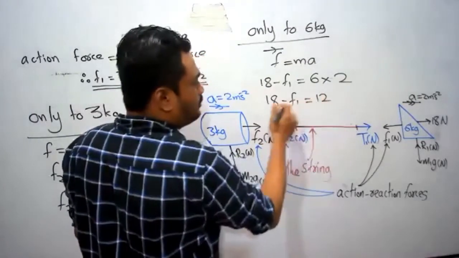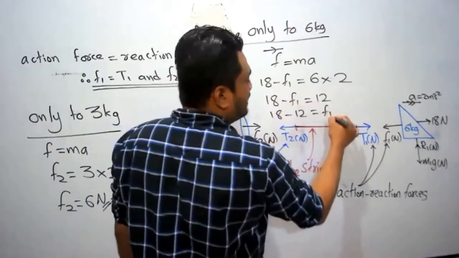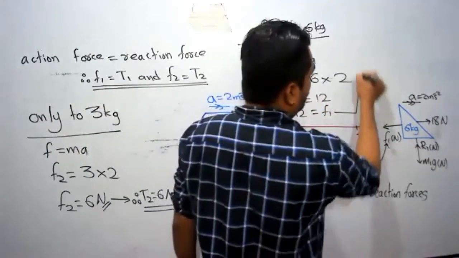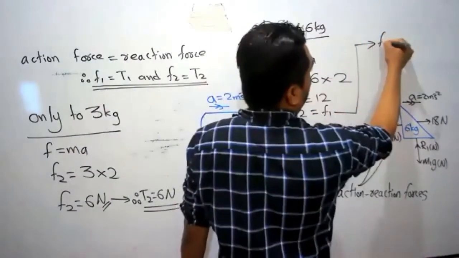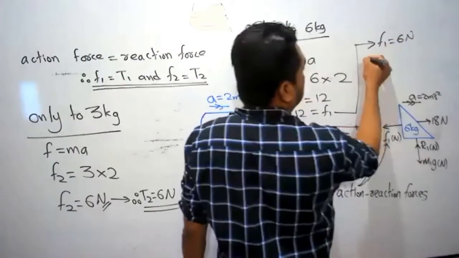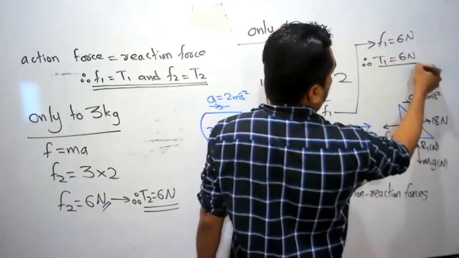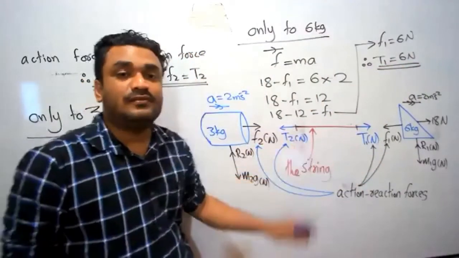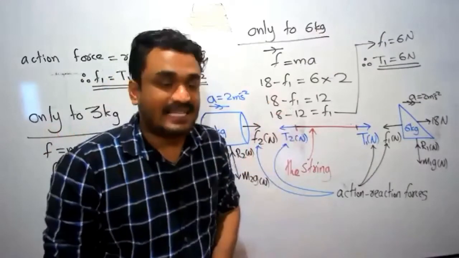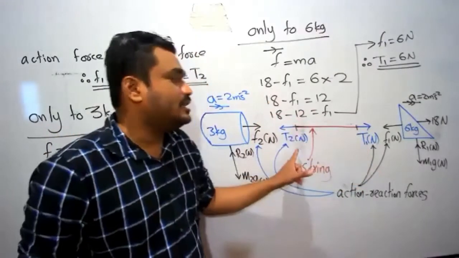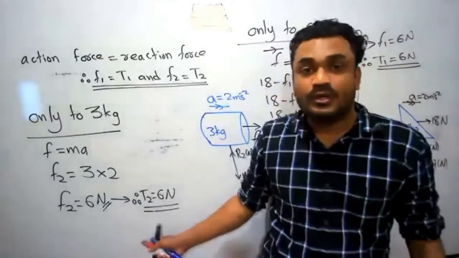So I'll take plus 12 this side as minus 12, and minus F1 goes to the other side as plus F1. So 18 minus 12 is 6. So it means F1 is 6 Newton. Therefore, T1 should also be 6 Newton. T1 and T2 are the tension forces at the ends of the string. As the string is massless, T1 and T2 are equal. Both are 6 Newton.